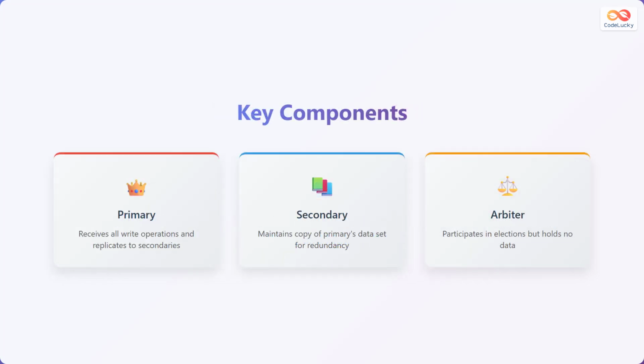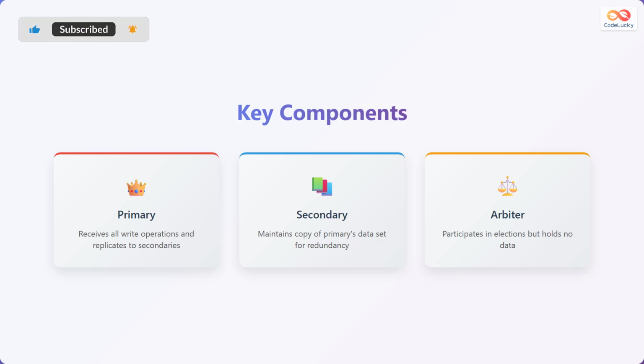Let's explore the key components that make up a replica set. First, we have the primary. This is the main server that receives all write operations, meaning any data you add or change is first recorded here. The primary then replicates these changes to the secondaries. Next are the secondaries. These servers maintain a copy of the primary's data, providing redundancy. If the primary fails, one of the secondaries can take over.